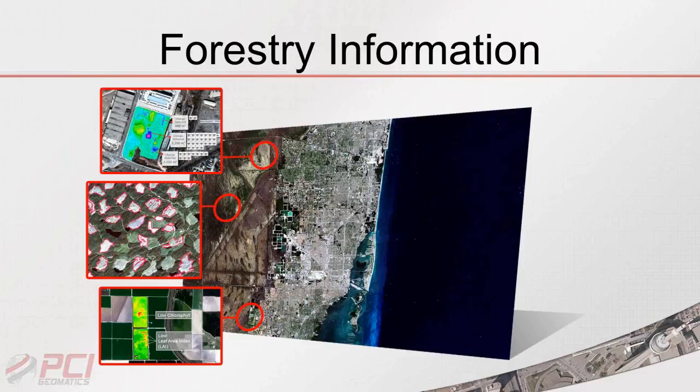Here we have two overlapping images over a deforested area where Geomatica is used to automatically detect changes and create polygons that can be used to calculate surface area and calculate tangible metrics for measuring those changes.